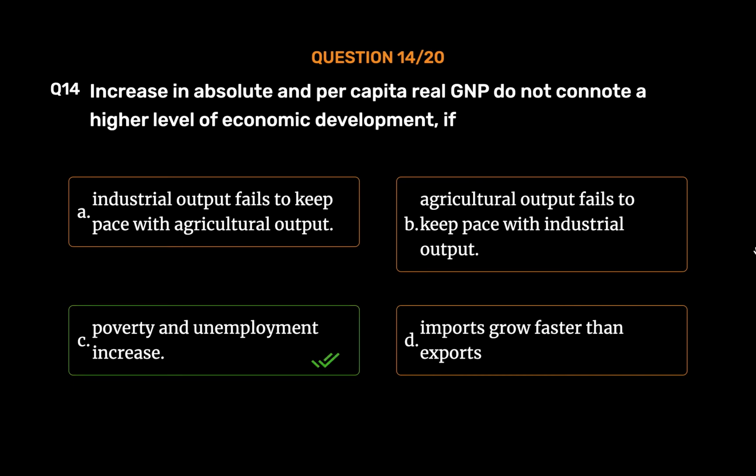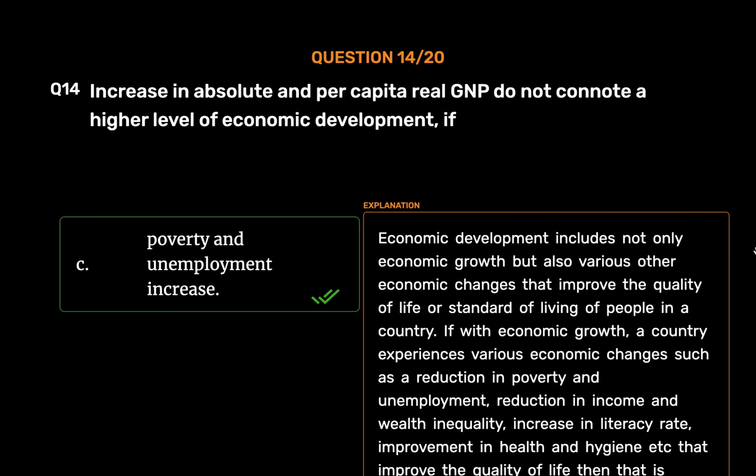Poverty and unemployment increase. Economic development includes not only economic growth but also various other economic changes that improve the quality of life or standard of living of people in a country. If with economic growth, a country experiences various economic changes such as a reduction in poverty and unemployment, reduction in income and wealth inequality, increase in literacy rate, improvement in health and hygiene etc. that improve the quality of life, then that is economic development.